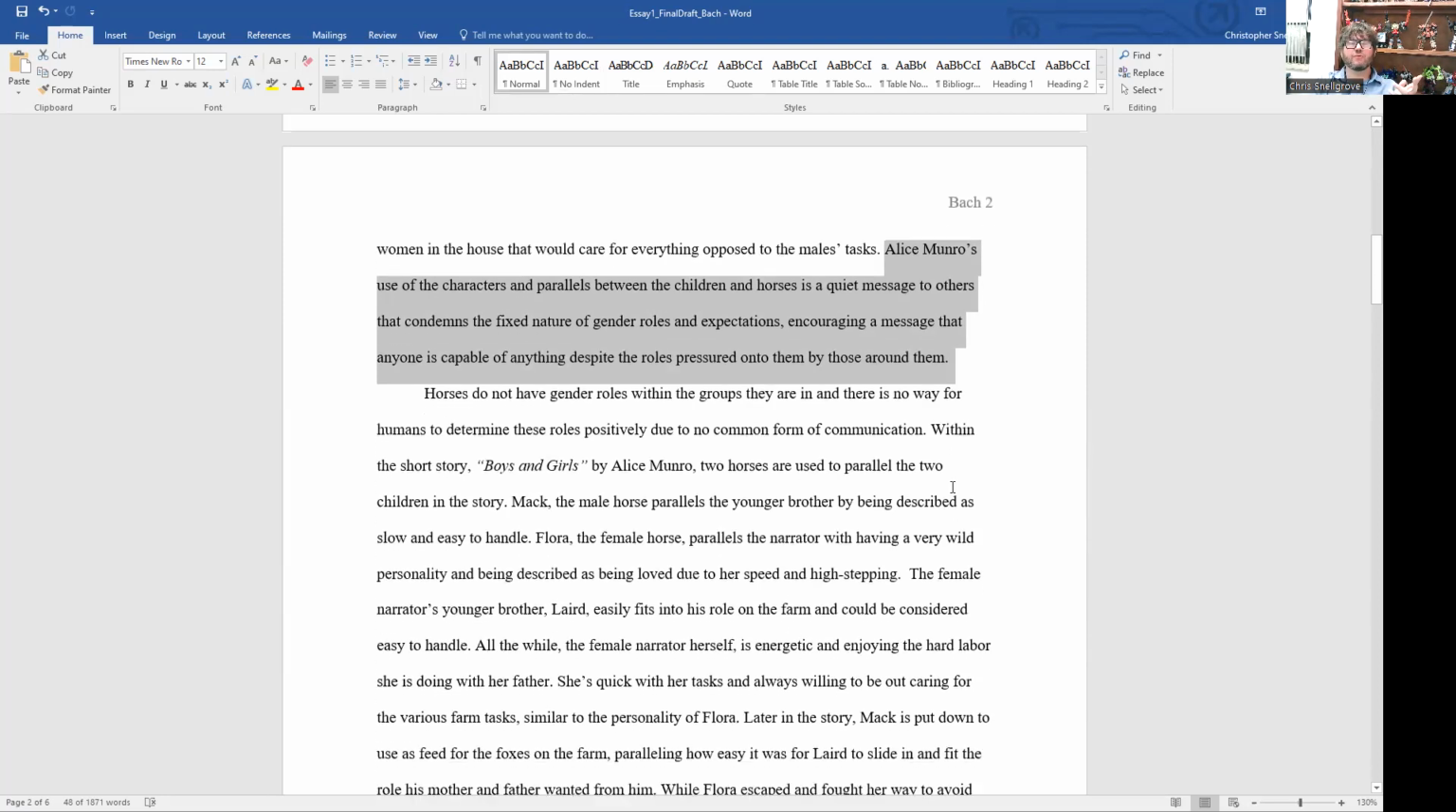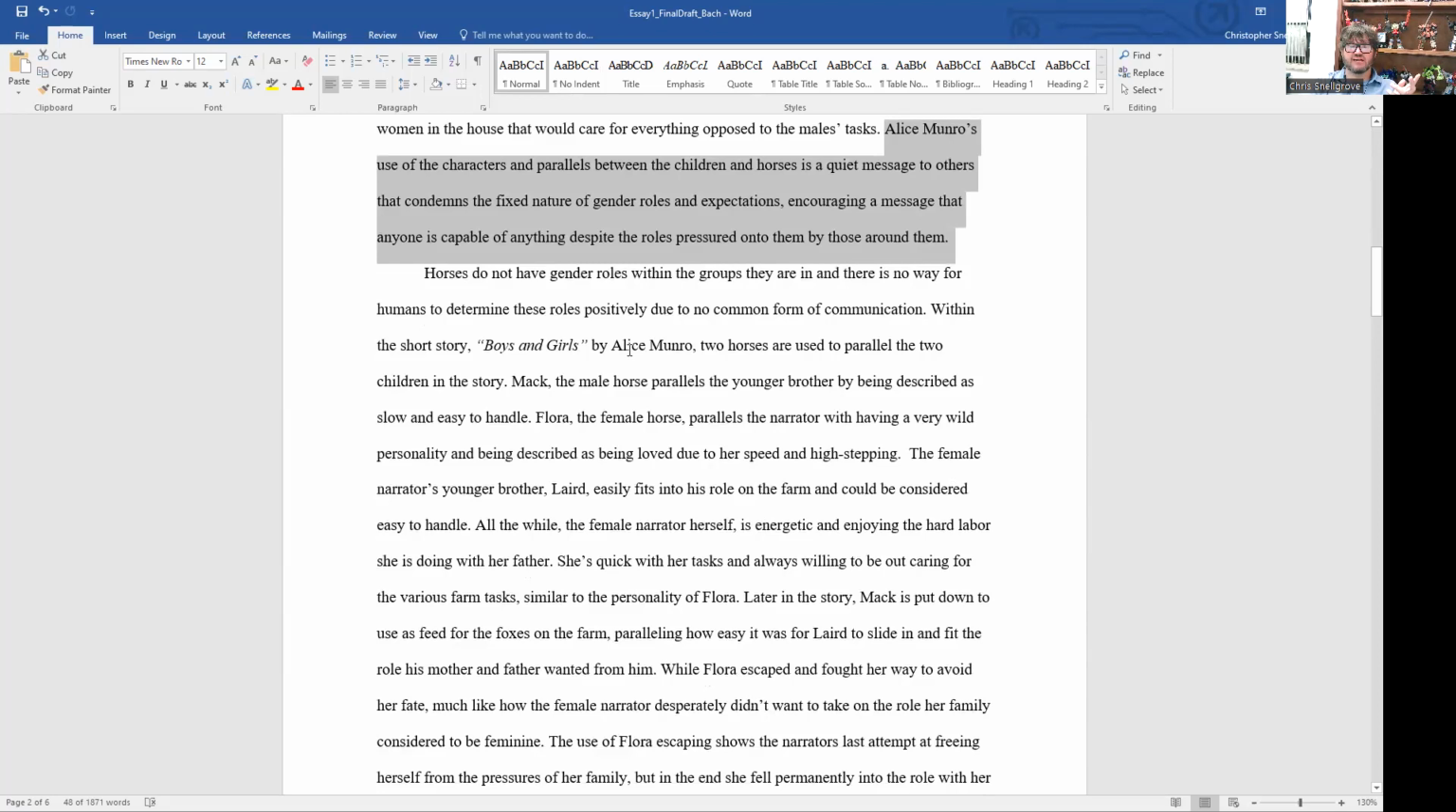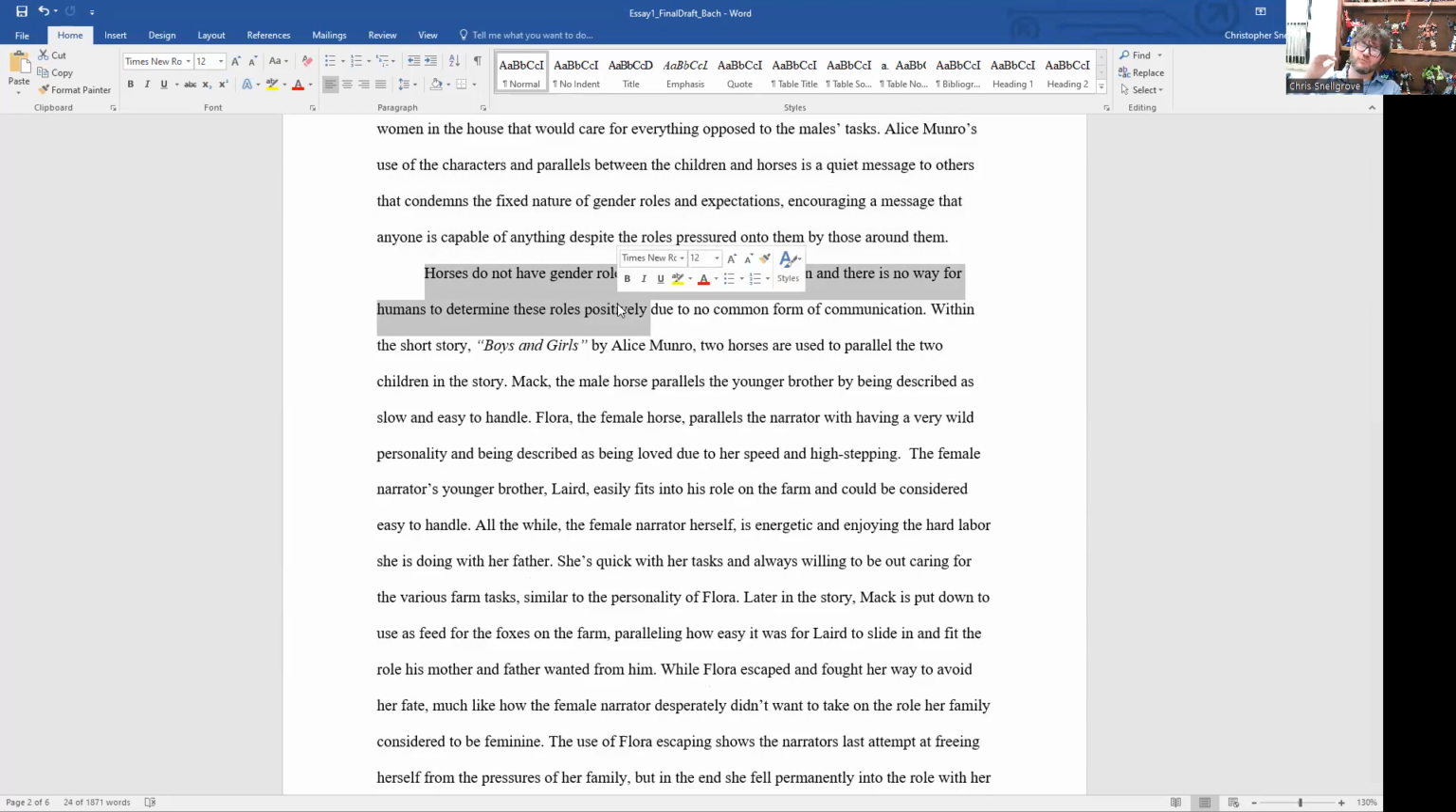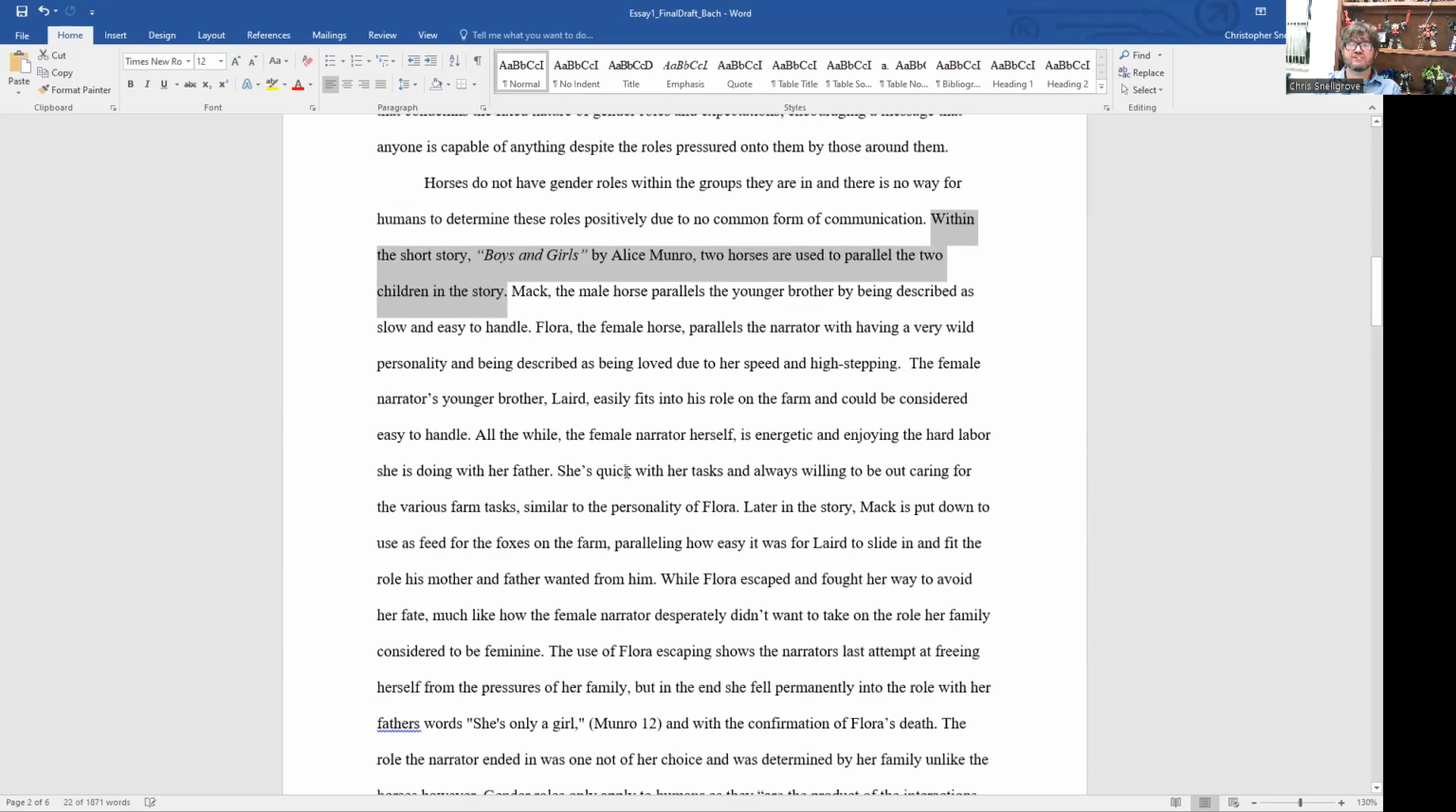Like, okay, so what are we doing in our body paragraphs? And I will say I kind of wish that she had, in some cases, her second sentence as her first, because every now and then the first sentence wasn't the topic sentence. But so she starts out like horses do not have gender roles in the groups they're in. There's no blah, blah, blah. But then we get within the short story Boys and Girls, she didn't need to italicize that, but within the short story Boys and Girls by Alice Munro, two horses are used to parallel the two children in the story. All right, so that's a good topic sentence.